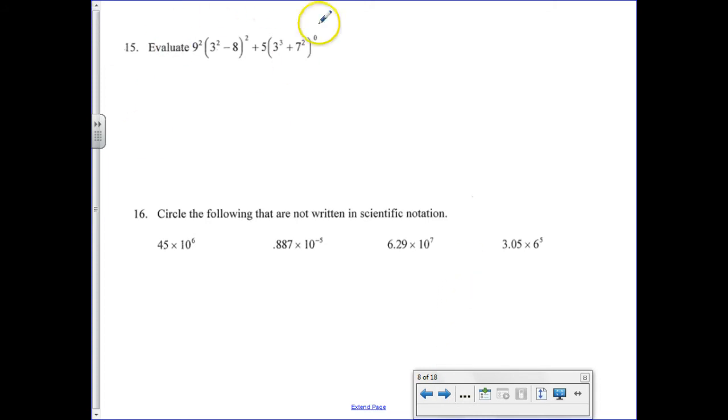Okay, now we've got a nice little numerical expression here to evaluate. And it always says, please excuse my dear Aunt Sally, is the way I remember my order of operations. So I'm going to look at this set of parentheses first. So I'm going to put 9 to the 2nd power down here. And I'm going to focus on this. 3 to the 2nd power is 9. And 9 minus 8 is exactly 1. Oh, that's nice. Plus 5 times. Okay, now here's the deal. Normally, I would tell you, take 3 to the 3rd power.